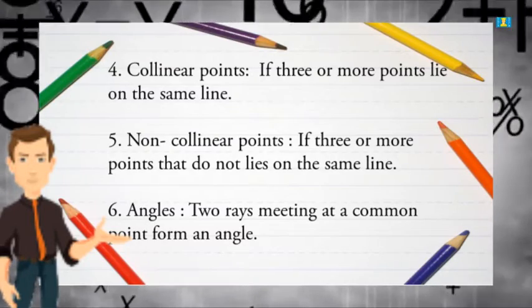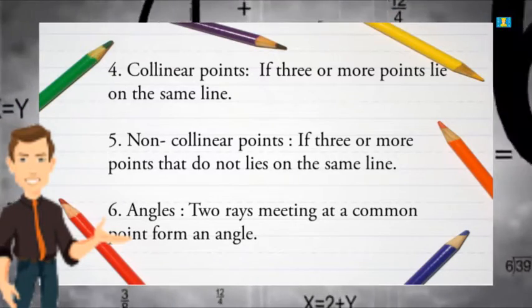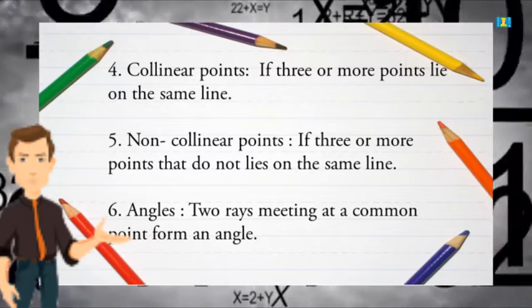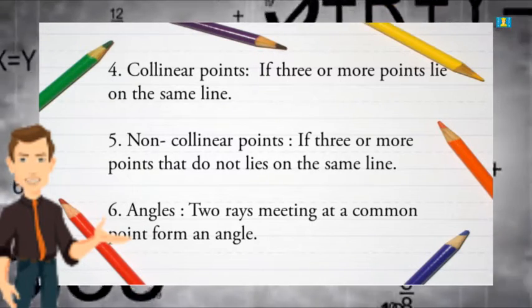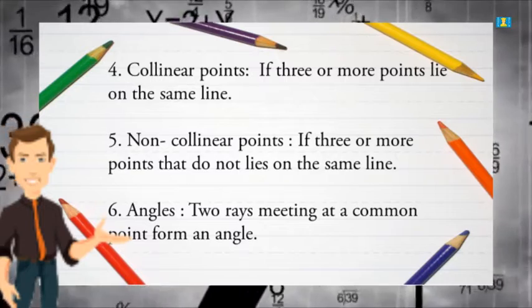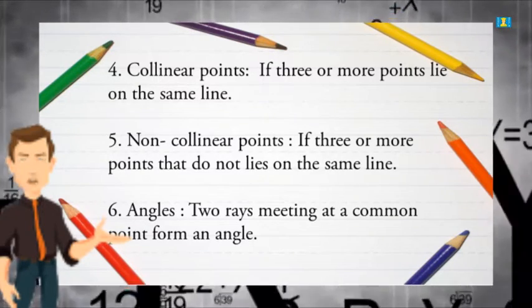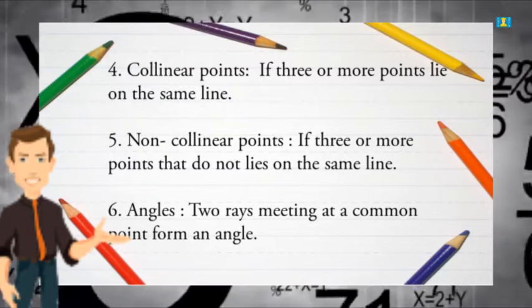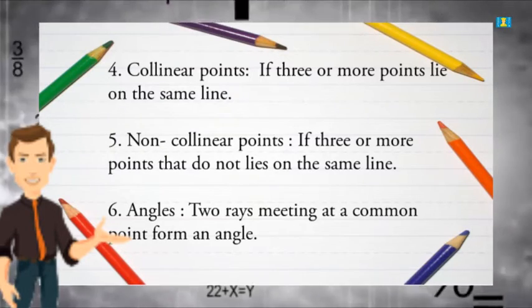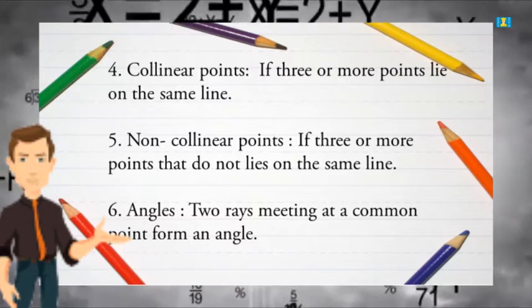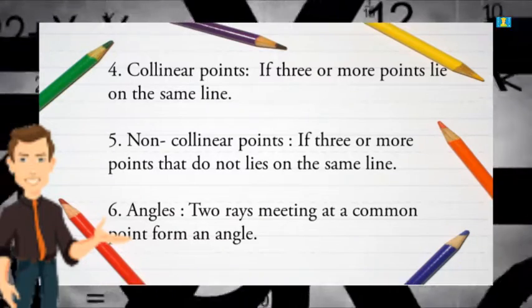What are collinear points? If three or more points lie on the same line, then they are collinear points. What are non-collinear points? If three or more points do not lie on the same line, then the points are non-collinear. What are angles? Two rays meeting at a common point form an angle.